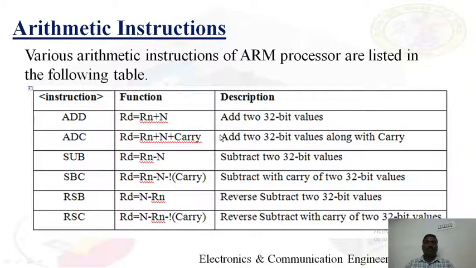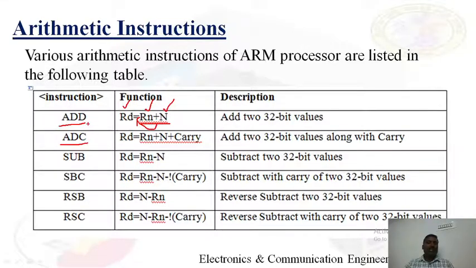Now let us see the various arithmetic operations available in the ARM instruction set. There is the ADD instruction. This instruction performs Rn plus N. Rn is a 32-bit register. N has three kinds of sources: it may be a 32-bit register, an immediate number, or the output of the barrel shifter. So Rn plus N, and the result will be stored into the destination register, that is Rd.